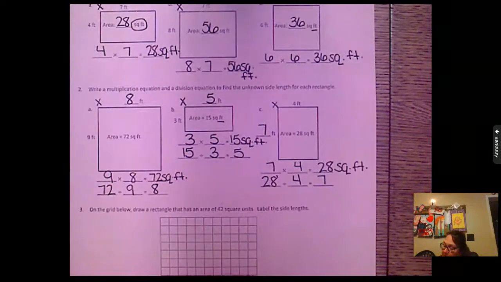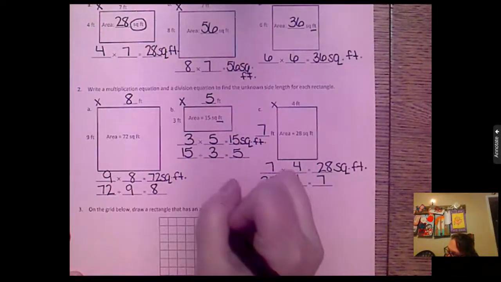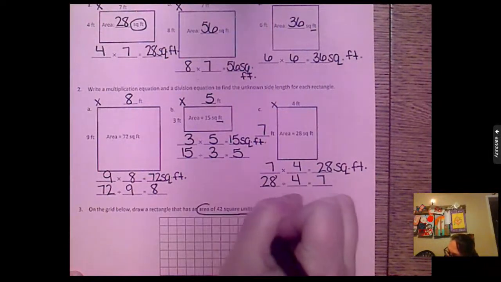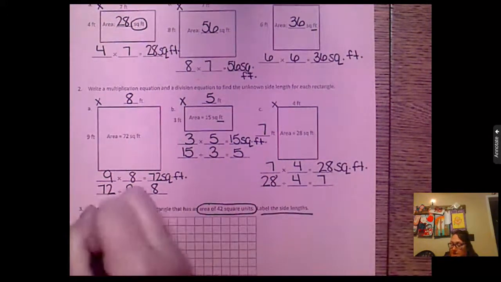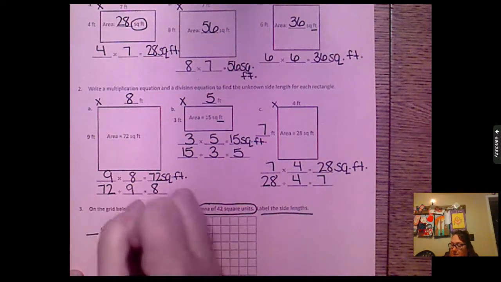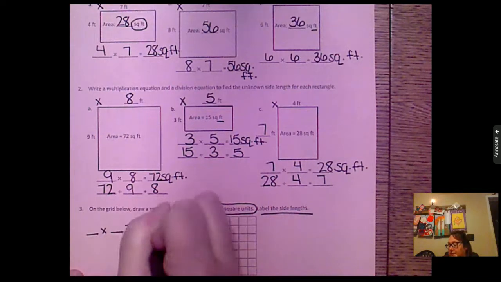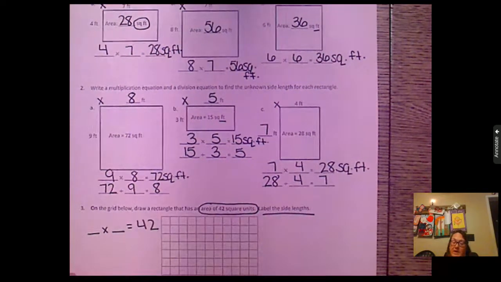Okay, and on the last one, it says on the grid below, draw a rectangle that has an area of 42 square units and label the side length. So we want to draw a rectangle that has an area of 42 square units. Label the side length. So basically, we want to say what times what equals 42. Okay, so if you want to pause this and think about this, we're looking for two numbers that you can multiply together that equals 42.